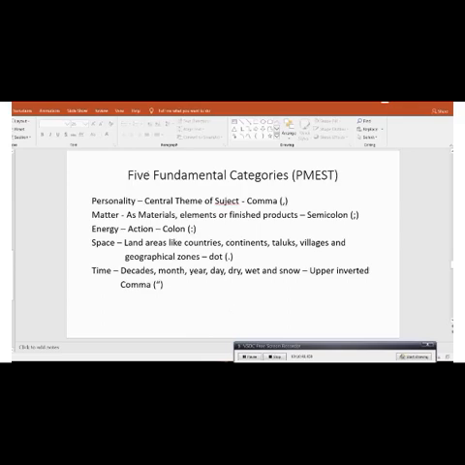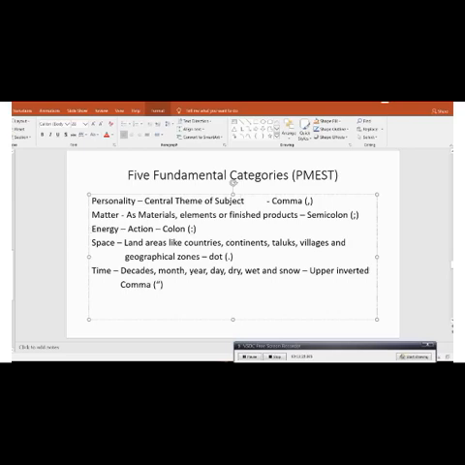Here, he used the fundamental categories PMEST. Personality, matter, energy, space, time. Personality is the central theme of the subjects. Sometimes if two personalities come, we use comma as the connecting symbol. Matter is the material, elements of finished works. At that time we use semicolon.